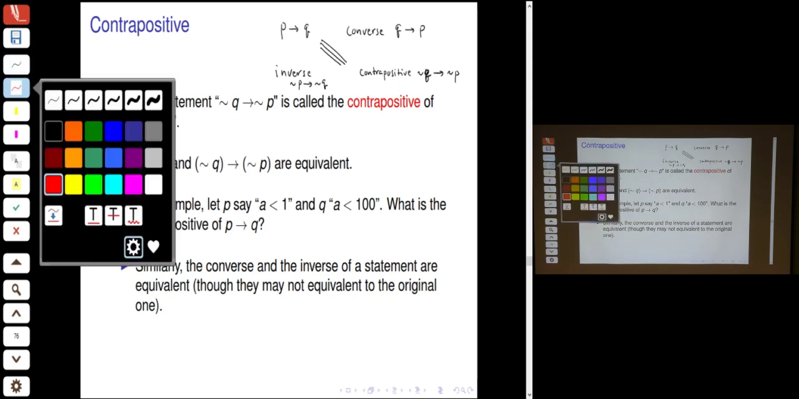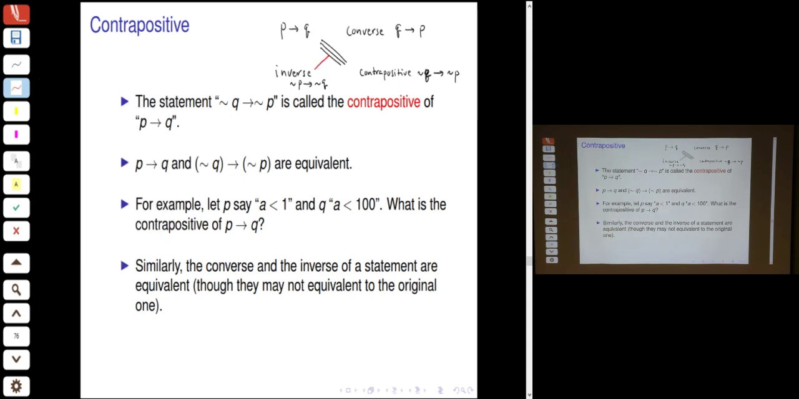Can I change color? Let's change it to red. So these two are equivalent, and these are not equivalent. Okay. These are not equivalent. Same, these two are not equivalent. These two are not equivalent. Right. So among the 4 variations, diagonally they are equivalent, but all other pairs are not.